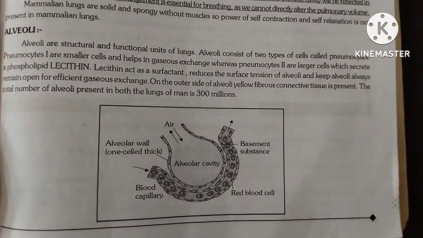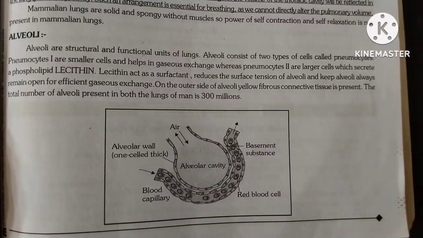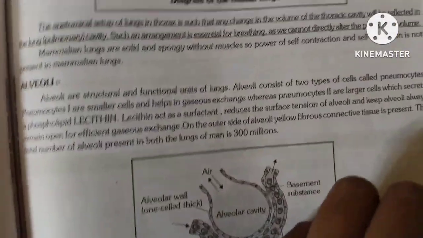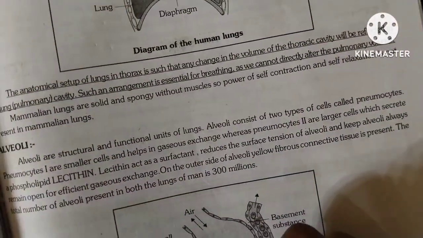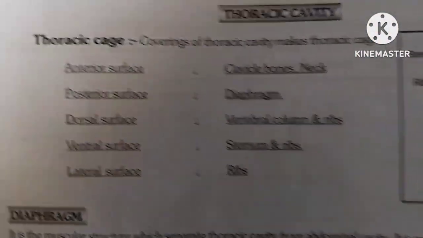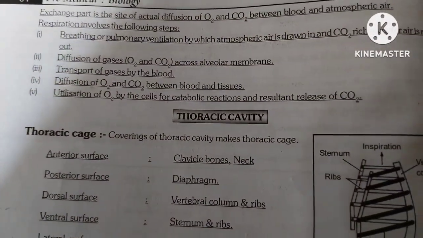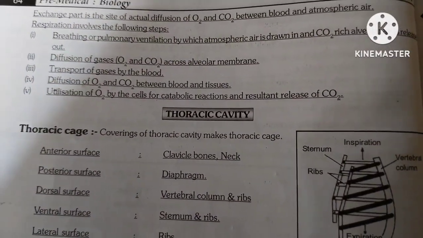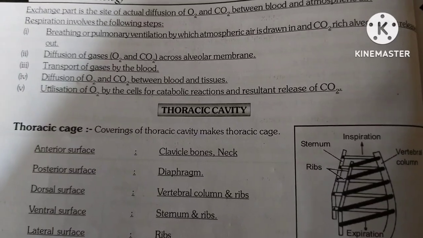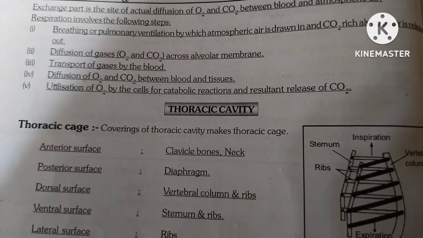Air, alveolar cavity, basement substances, red blood cells, blood capillary, alveolar wall. Exchange part is the site of actual diffusion of O2 and CO2 between blood and atmospheric air.